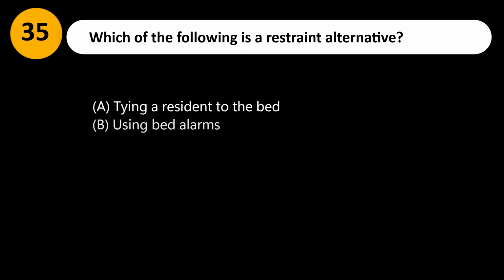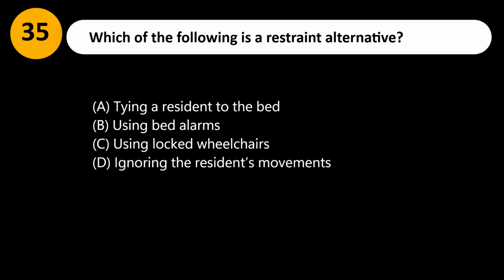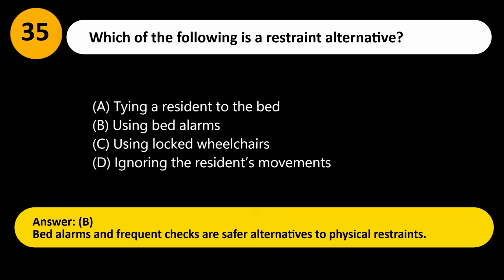Which of the following is a restraint alternative? A. Tying a resident to the bed. B. Using bed alarms. C. Using locked wheelchairs. D. Ignoring the resident's movements. Answer, B. Bed alarms and frequent checks are safer alternatives to physical restraints.